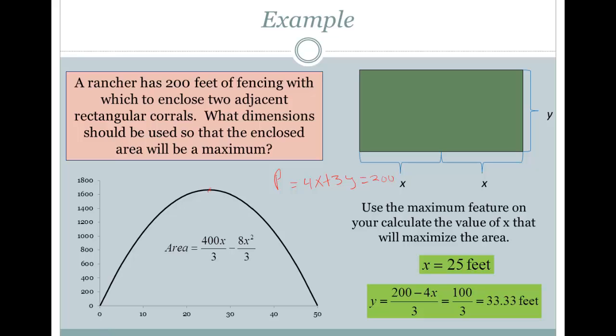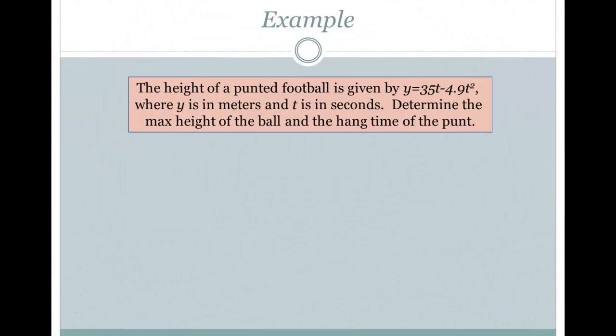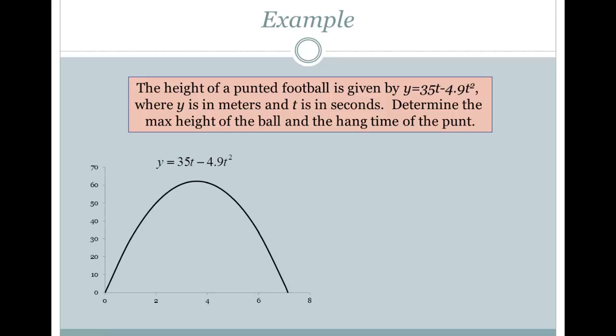Okay? Let's do one more example. Another word problem. The height of a punted ball is given by y equals 35t minus 4.9t squared. Determine the max height of the ball and the hang time. And so what I'm going to do here is there's my graph, where t is going to be on this axis and y is going to be on that axis. And here's my axis of symmetry right there.